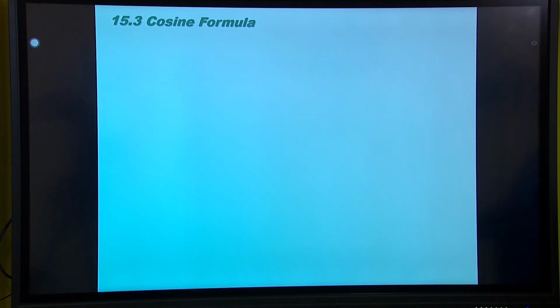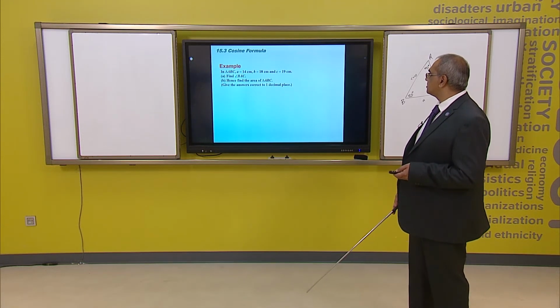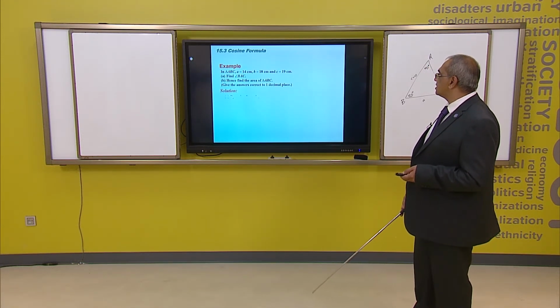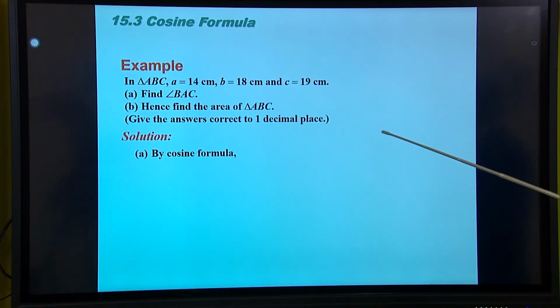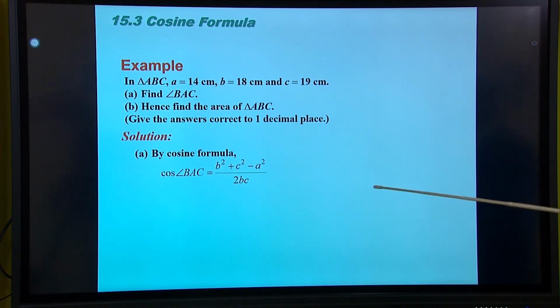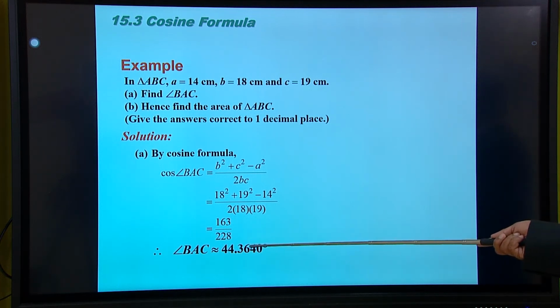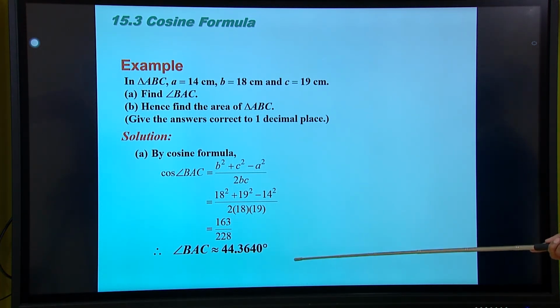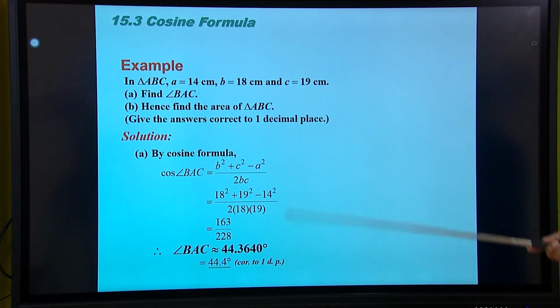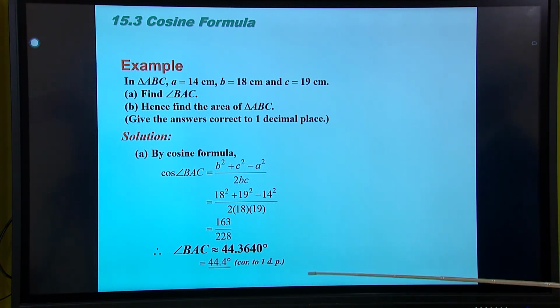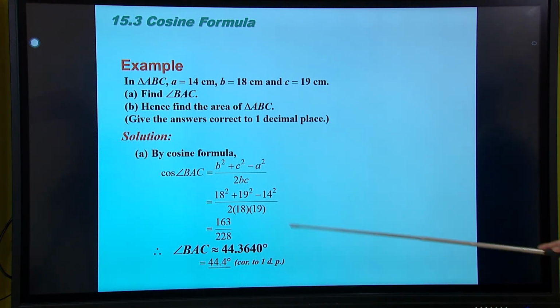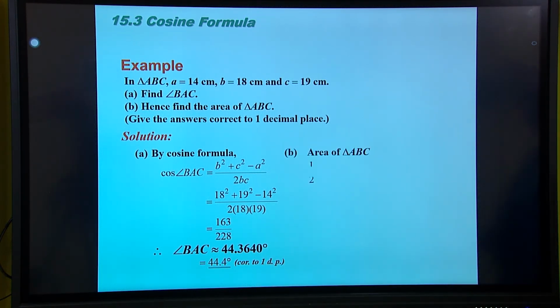All right, let's have a look at another example. Here we have ABC, we're given 3 sides, find the angle, hence find the area. So if I've got 3 sides and I've got the cosine rule, I can find the angle using the formula. Now, when we get to that step, we will have to use our calculators and find the inverse cos function to get the angle. All right, and normally we ask angles to be written to 1 decimal place, not significant figures. And once we have that, we can find out the area, which is half ab sine C.